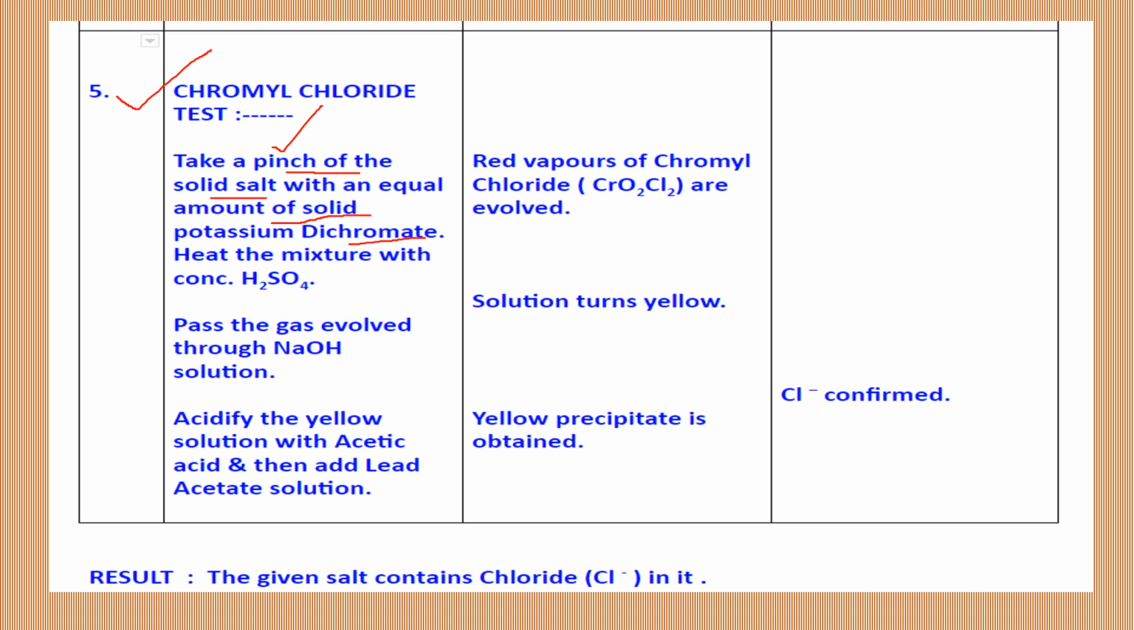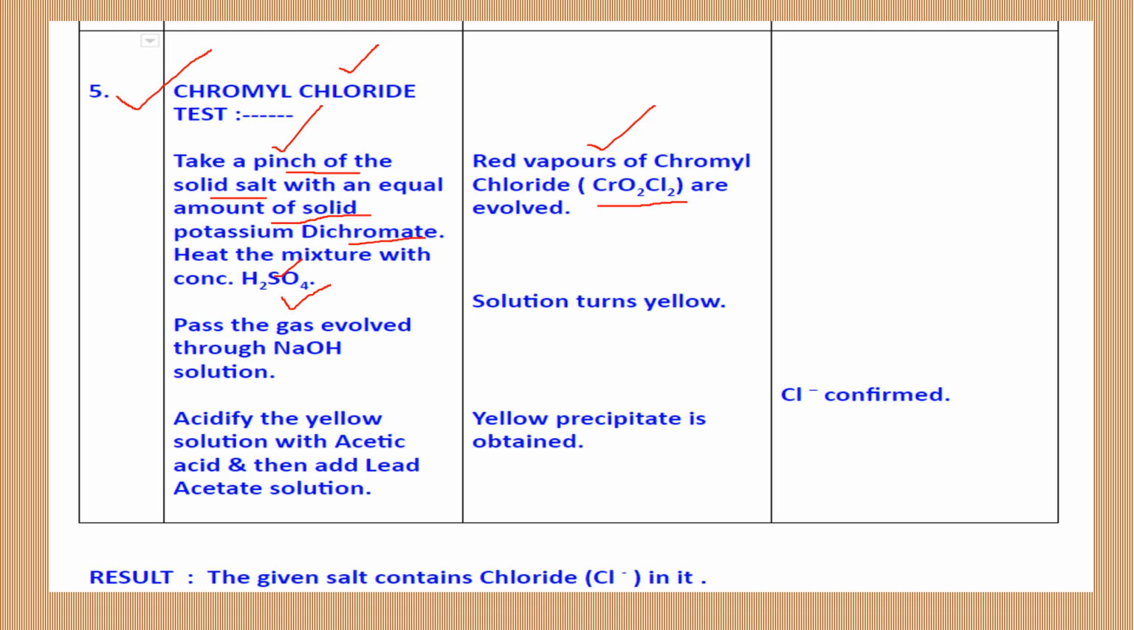You should not touch the chemicals directly with your hand. So you can take a spatula and take a small quantity of salt and roughly an equal quantity of potassium dichromate. Then you add concentrated sulfuric acid to this mixture carefully and heat the mixture. You will see red vapors. They will be of CrO2Cl2, which is called chromyl chloride. The name of the test is after this chemical which is formed in the beginning.